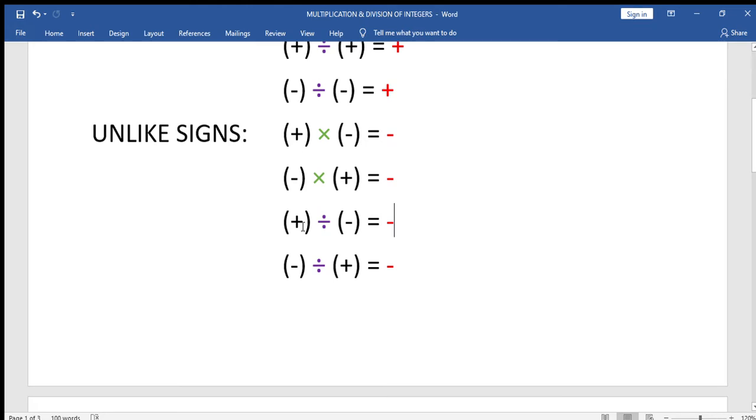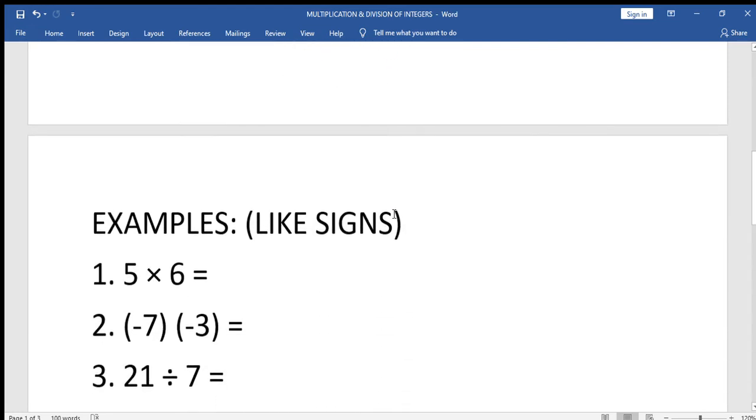In division, if we are going to divide, let's say we have positive divided by negative, the quotient sign is still negative. Then we have negative divided by positive, again, it is still a negative quotient. So always remember, if we have different signs, if there are two integers that are being multiplied and divided with two different signs, whether it's positive and negative, always remember that their product and the quotient sign must always be negative. Okay, so let us try to take a look at our examples here.